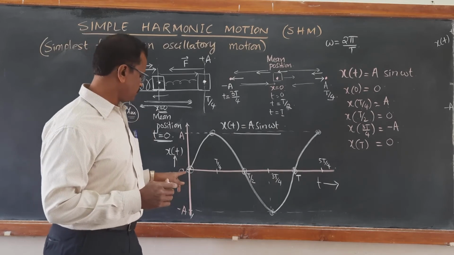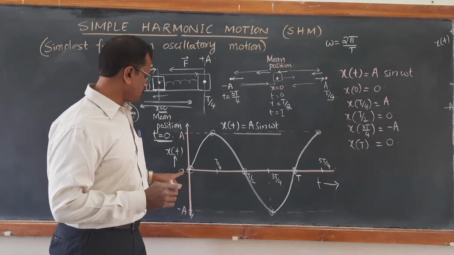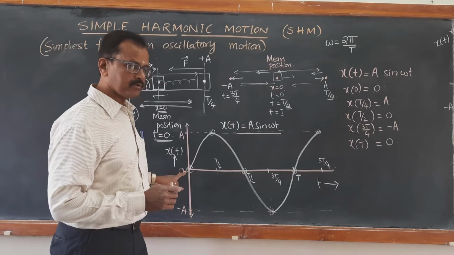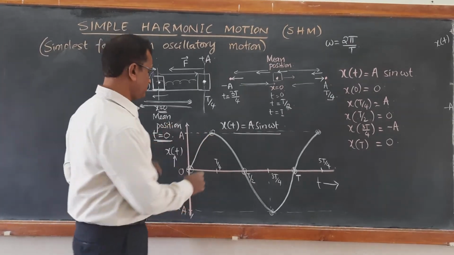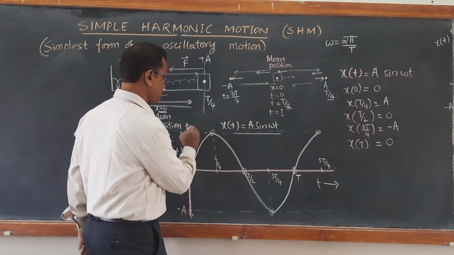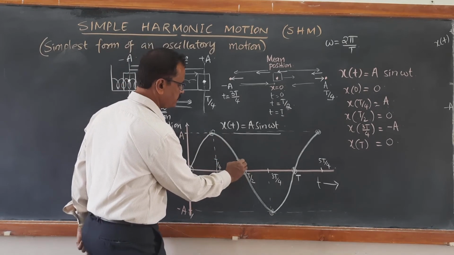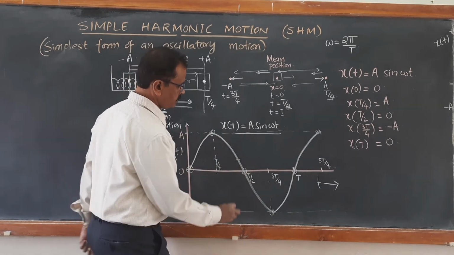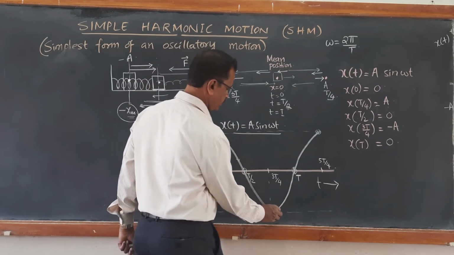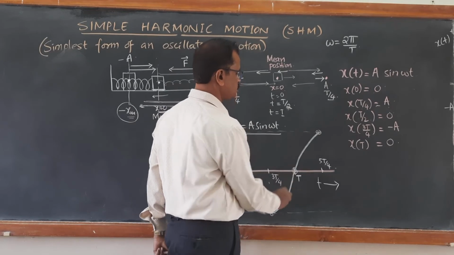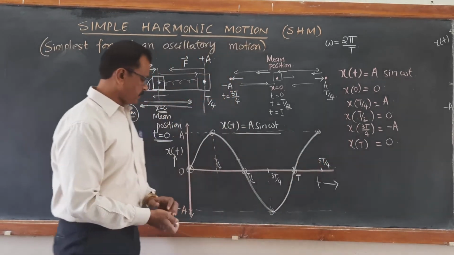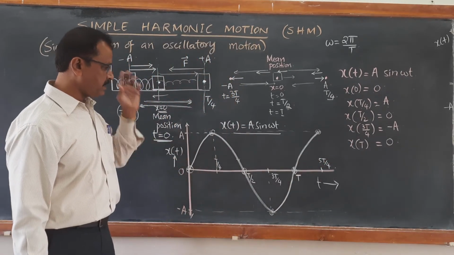Here you see at time t equal to 0 it starts from 0, and at time T/4 it reaches maximum displacement, that is plus a. At time T/2 it is 0, and at 3T/4 it is reaching minus a, and at time T it is reaching 0, so it continues. So it is also varying between plus a and minus a.